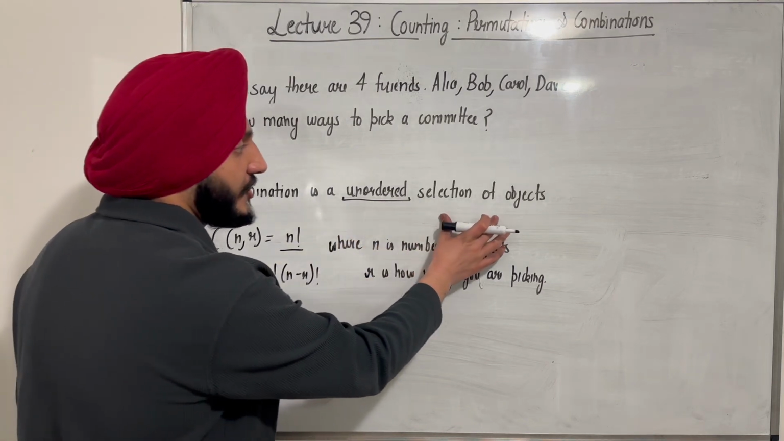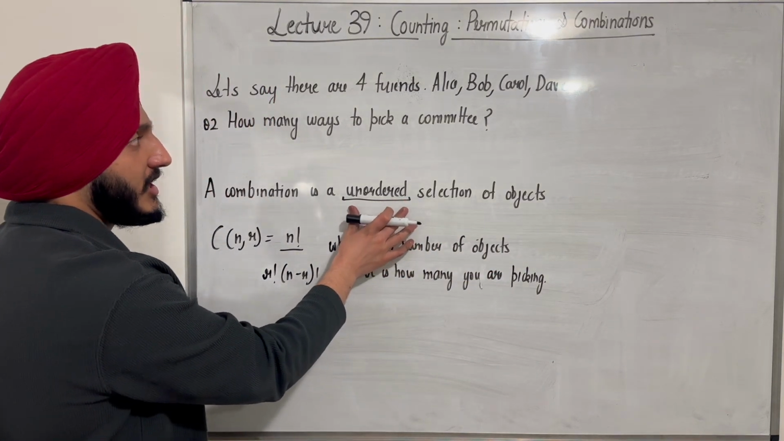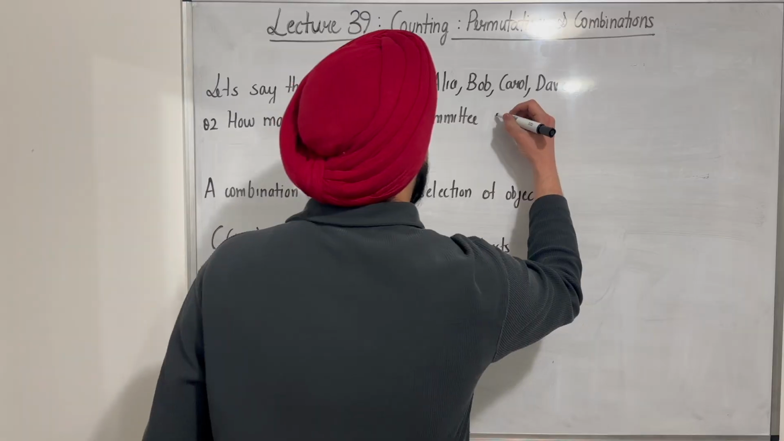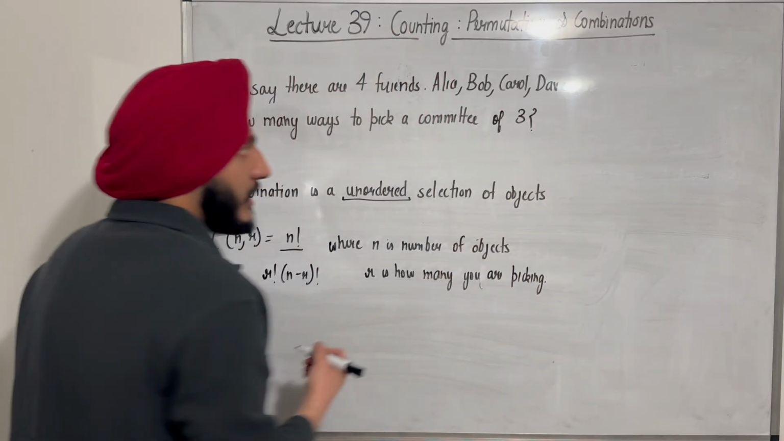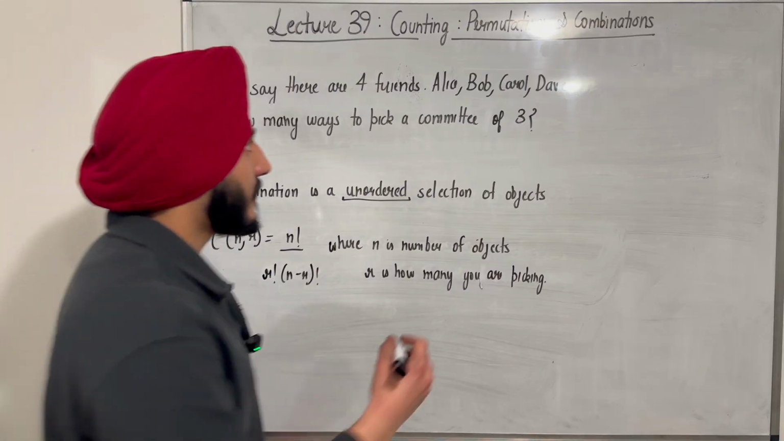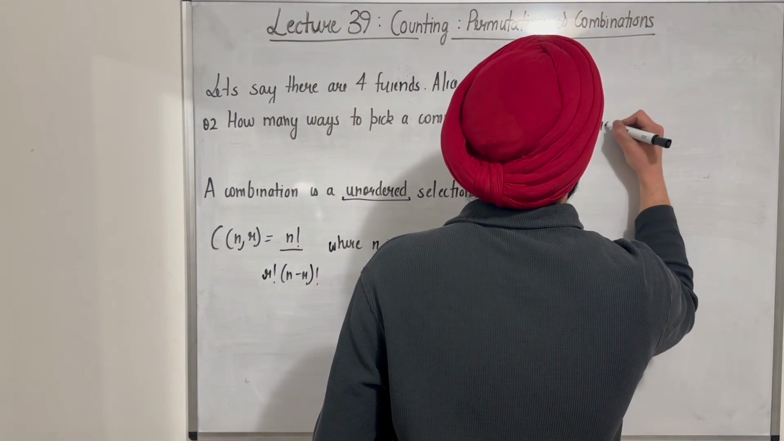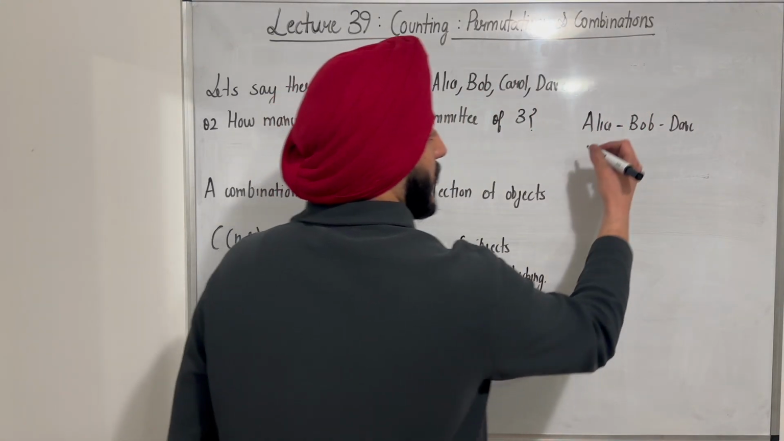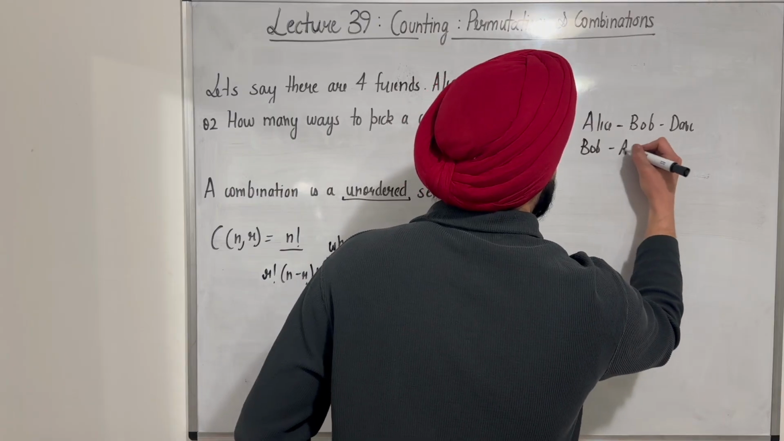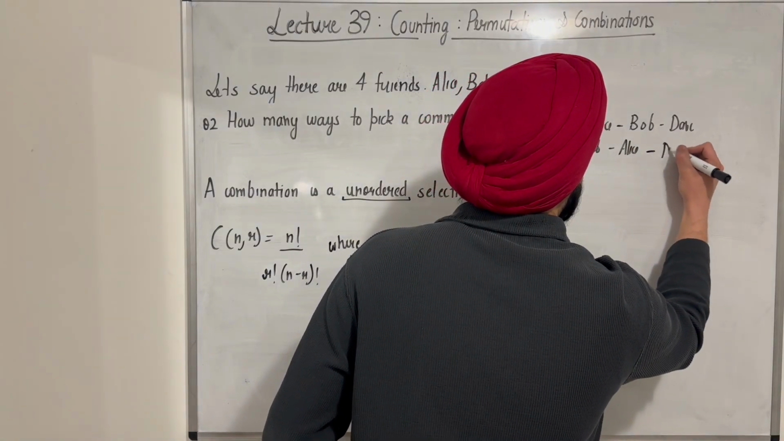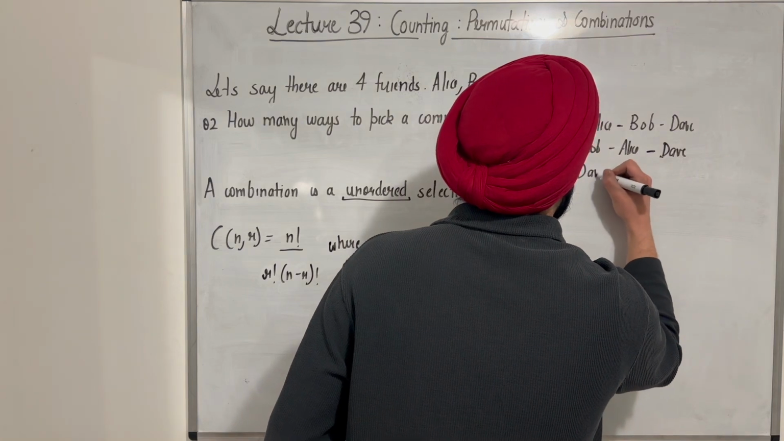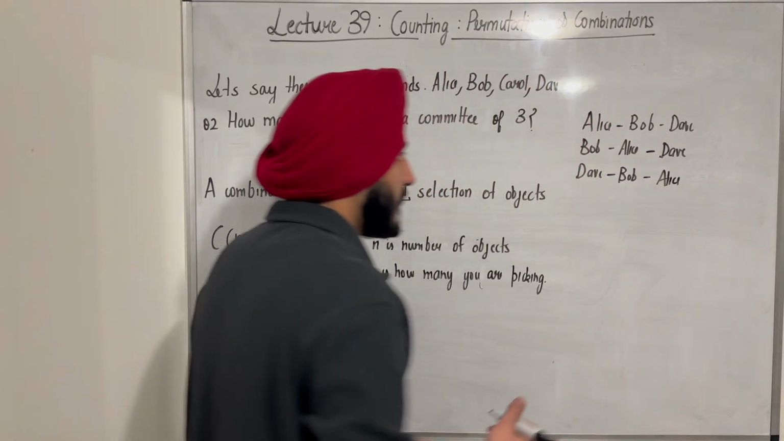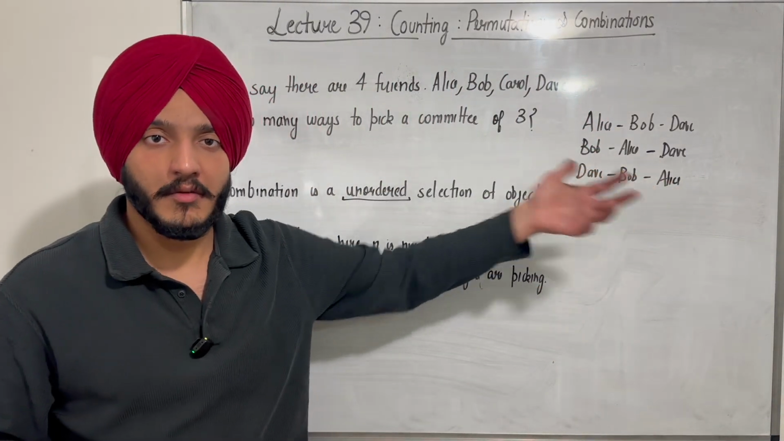A combination is an unordered selection of objects. So in this case, this is an unordered selection. Why? It's simply asking to pick a committee of 3. Let me think about this. If you pick a committee of Alice, Bob, Dave, and you change the arrangement, say Alice, Dave, Bob, or Dave, Bob, Alice, it wouldn't really matter because we're just picking a committee of 3 people.